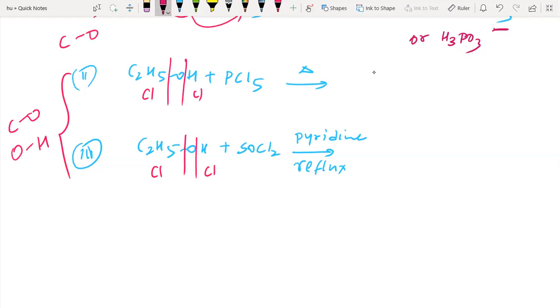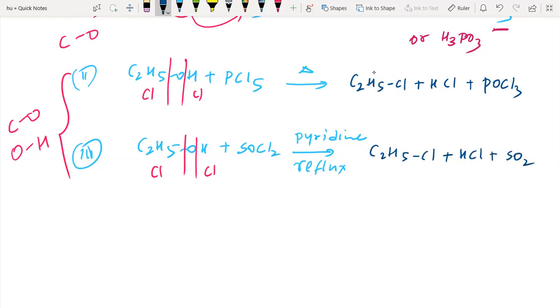The product which we get is ethyl chloride and HCl. If we try to find out what is extra on the left side, you will get POCl3, phosphoryl chloride, and here with SOCl2 we have C2H5Cl plus HCl, and we get SO2. So this is the reaction, and it is known as Darzens reaction.